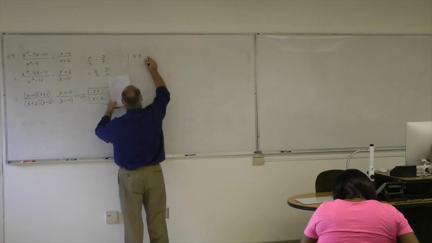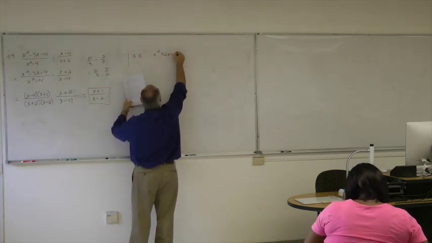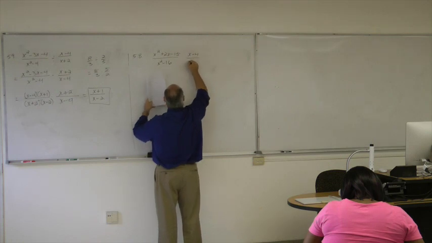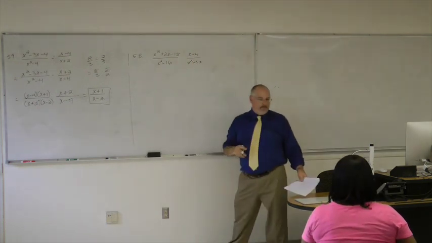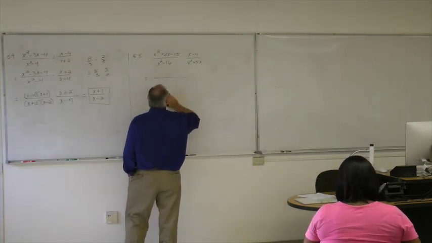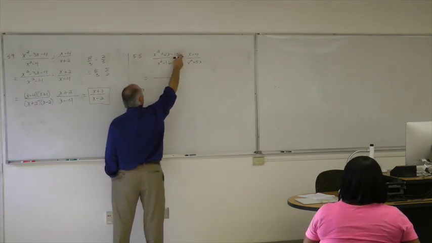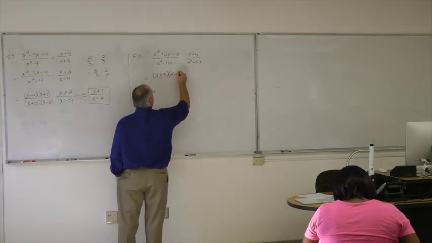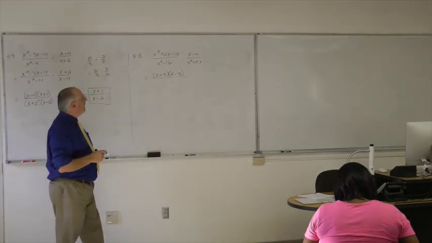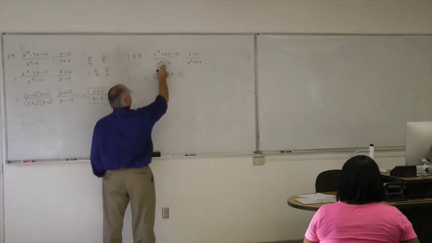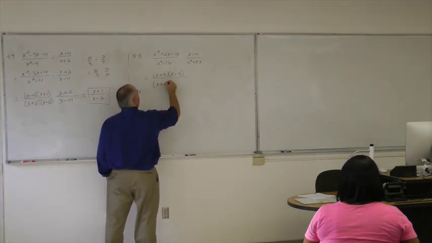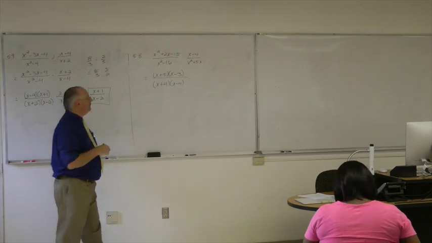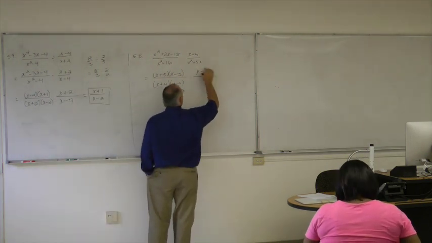So 58 is x squared plus 2x minus 15 over x squared minus 16 times x minus 4 over x squared plus 5x. So in the first numerator, we need to factor. We need to find two numbers that multiply to negative 15 and add to 2. So that's x plus 5, x minus 3. All right, 5 and negative 3 multiply to negative 15 and add to positive 2. The denominator is the difference of two squares, x plus 4, x minus 4. What do we square to get x squared? What do we square to get 16? X and 4. Times x minus 4.